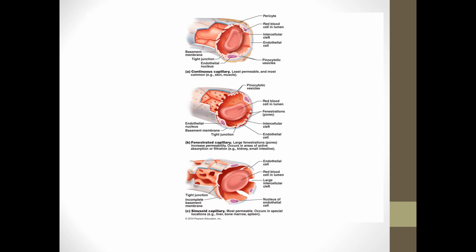And then the last ones that we have are the sinusoid capillaries. Notice we have an incomplete basement membrane, and we have large openings, large spaces, intercellular clefts. These are the most permeable, and they are going to be in areas where we need cells to be able to pass back and forth: red blood cells, white blood cells, platelets. And so we need large openings there.